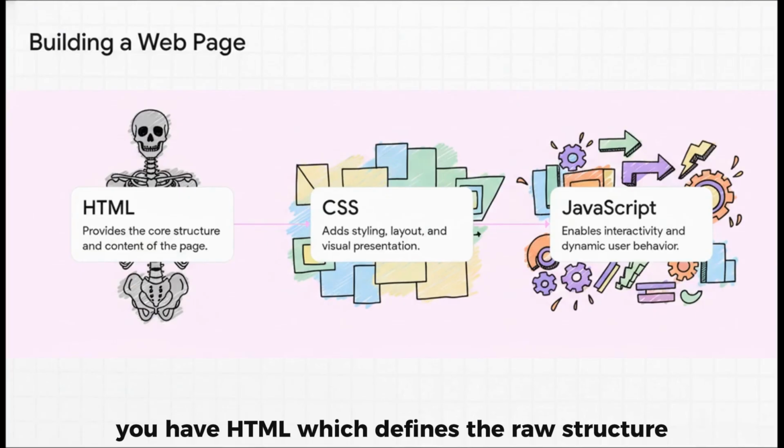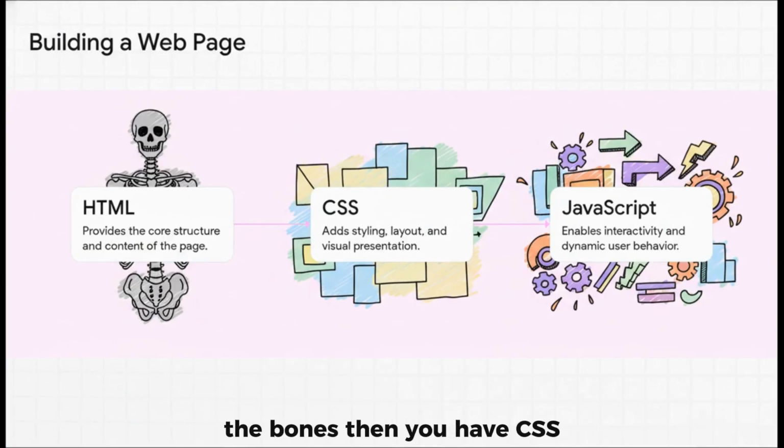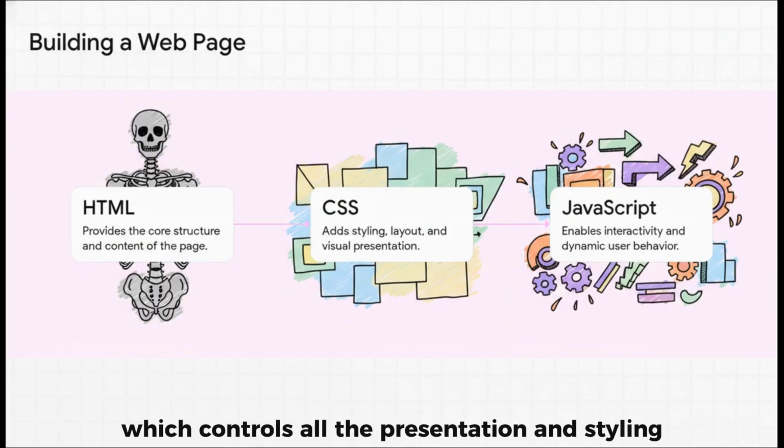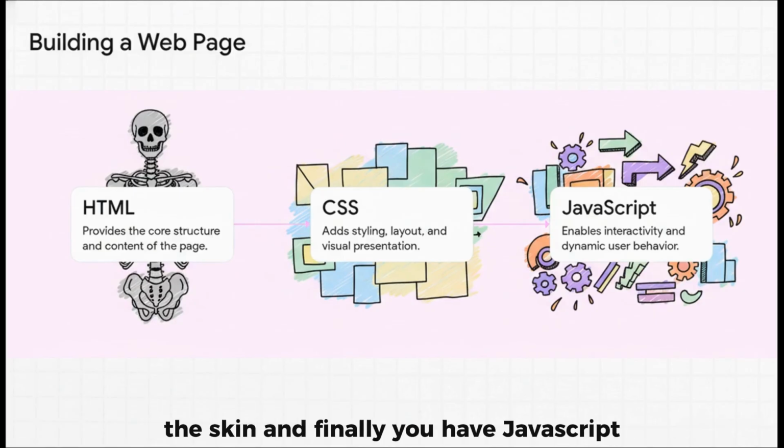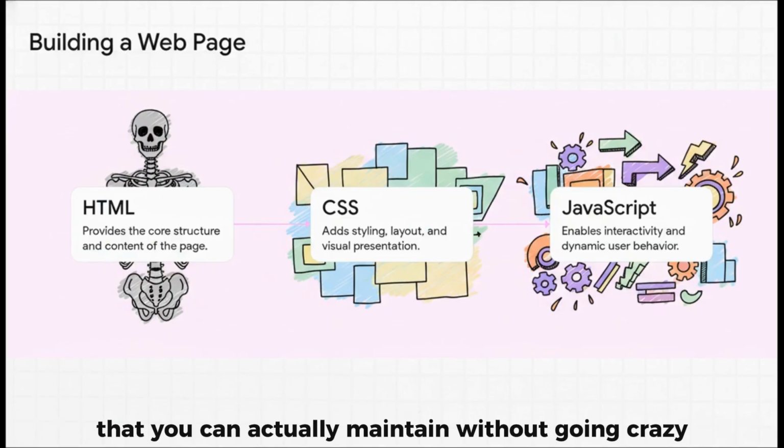Perceived performance is everything. The modern front end is really built on this core principle of separation of concerns. You have HTML, which defines the raw structure, the bones. Then you have CSS, which controls all the presentation and styling, the skin. And finally, you have JavaScript, which handles all the interactivity and dynamic behavior, the muscles. This modular approach is absolutely fundamental to building a complex UI that you can actually maintain without going crazy.